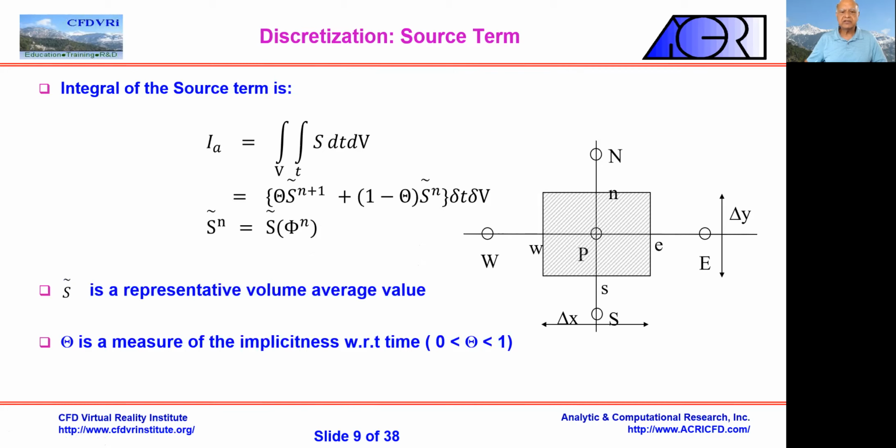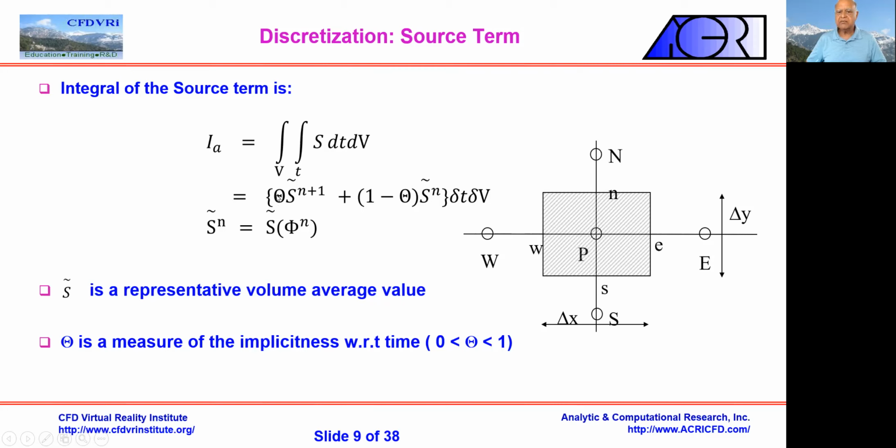Let's look at now the source term, which is equally simple, that we say integrate the source with time and volume. And we write it like this. Why do you write it like this? Because the source itself may be a function of time. We don't know at this stage, okay? If the source is a function of time, we can write it as a combination of the source at the new time step and a source at the old time step.